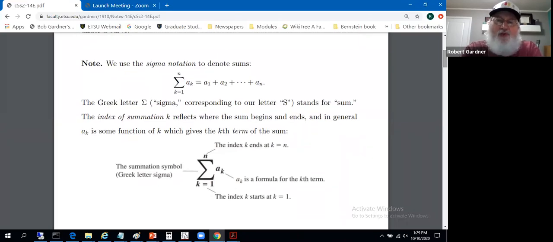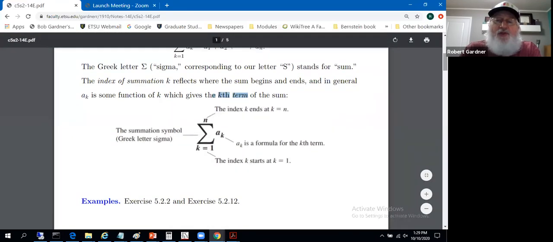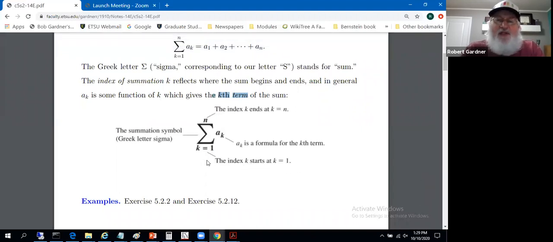We'll illustrate it in a more general sense though. A sub k is some function of k. For us, those functions will be fairly elementary. And a sub k is called the kth term of the sum. So the book gives a little diagram of the summation notation labeling all the parts. Possibly you've seen this type of notation before with some exposure to statistics, where you calculate arithmetic means or standard deviations and variances and such.